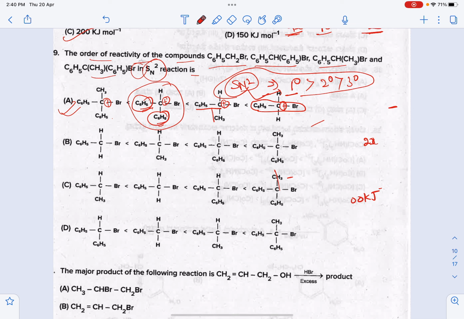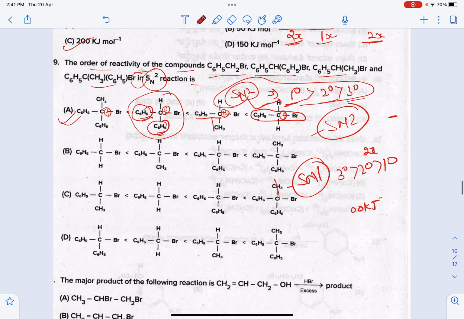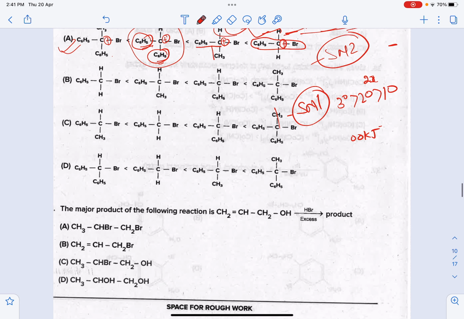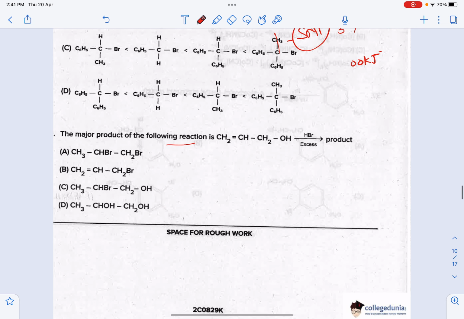This will be the order for the SN2 reaction. It will prefer the primary carbocation, then secondary, and then tertiary. If there was an SN1 reaction, then it will prefer tertiary, then secondary, and then primary. Now the next question is the major product of the following reaction.